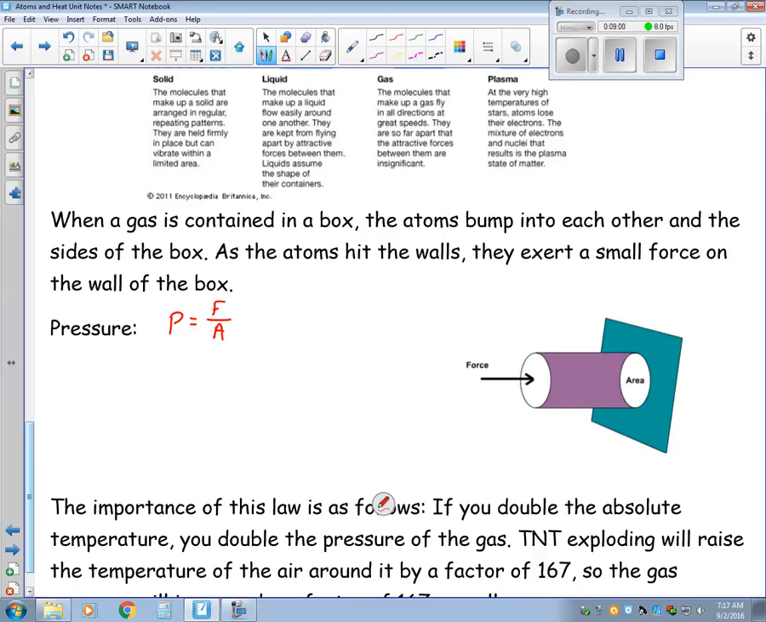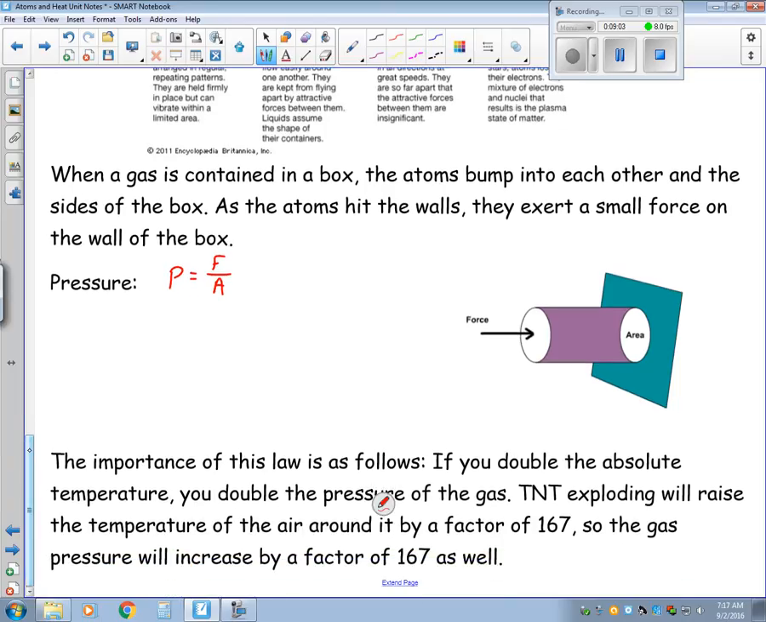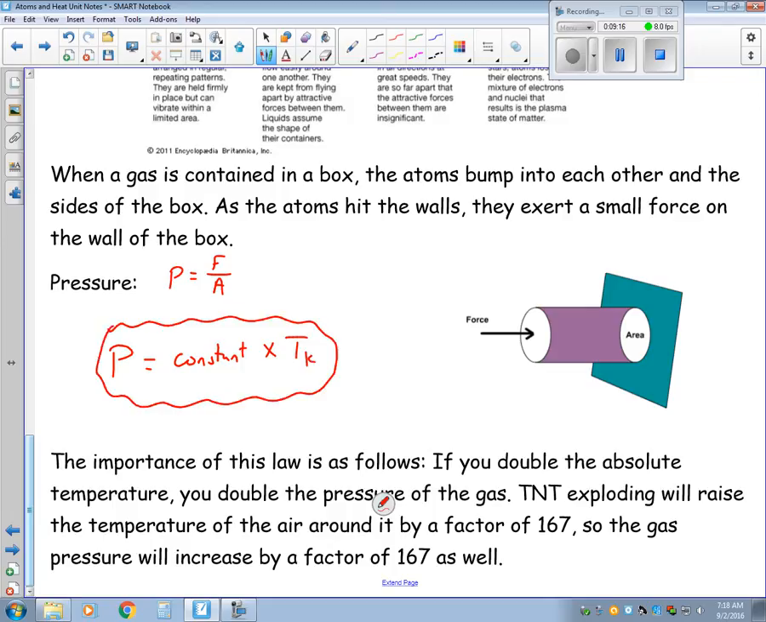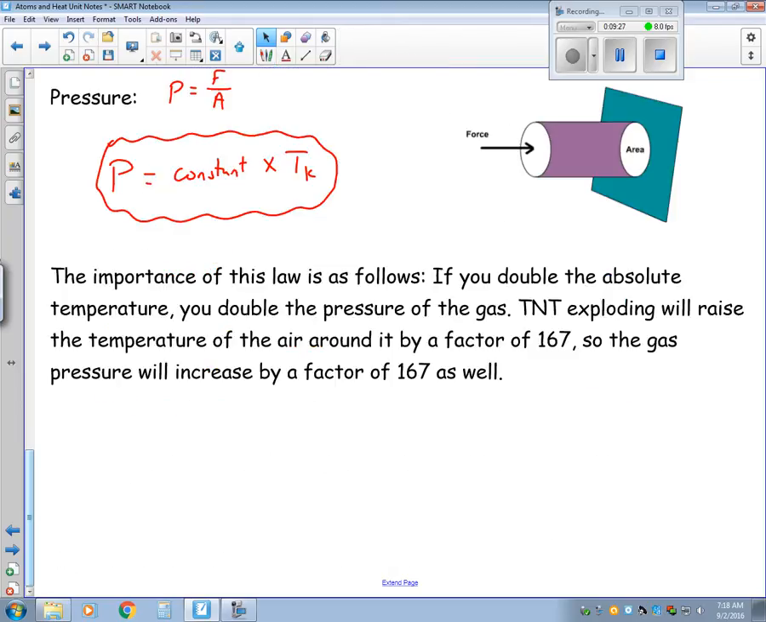For the ideal gas law, which is something you probably talked about in chemistry, pressure equals some constant times the temperature in Kelvin. No gas is ideal, obviously, but it's pretty close. What makes the ideal gas law important is that if you double the absolute temperature, you double the pressure of the gas.